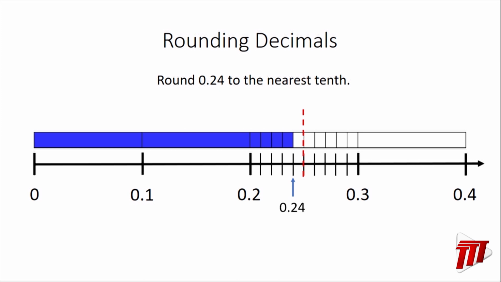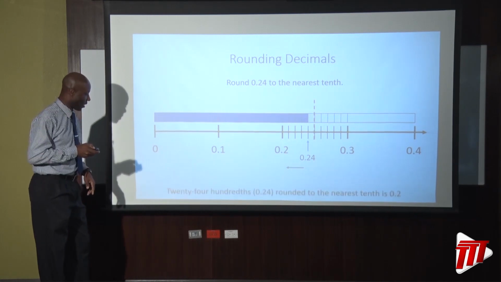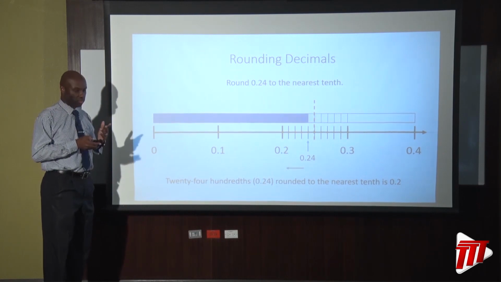As mentioned earlier, if the value that we have to round is located to the left of our halfway point, we are going to round down. If it is to the right of our halfway point, we are going to round up. In this particular case, 24 hundredths is to the left of our halfway point, so we are going to round 24 hundredths down to 2/10. 24 hundredths rounded to the nearest tenth is 2/10.